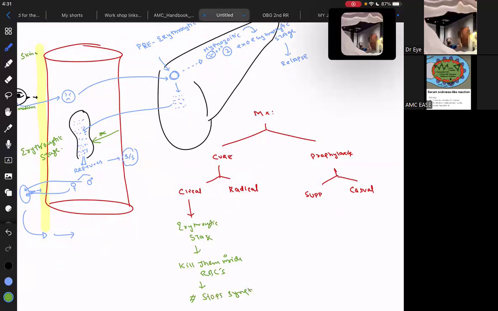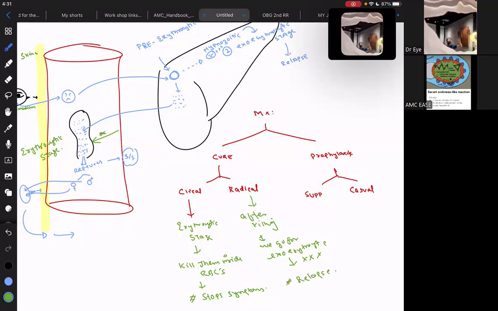And the other one is a radical treatment, where after killing the erythrocytic stage, we go for the exoerythrocytic stage also, and we kill all the plasmodiums which are present in the hypnozoitic or the sleeping stage. Therefore, it will prevent the relapse.